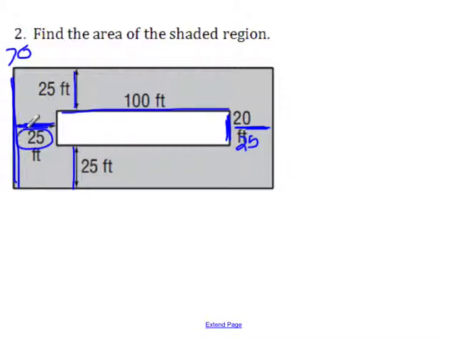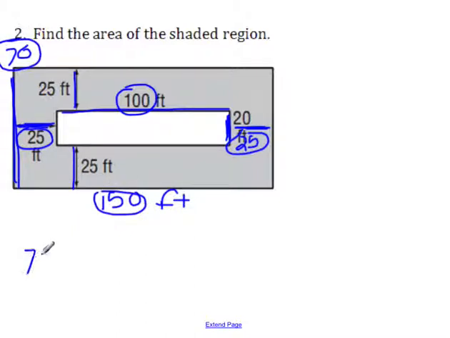So we add 25 plus 100 plus 25, and that's going to give us 150 feet going across this way. So now we want to get the area of the shaded region, which is the big rectangle minus the small rectangle. So the area of the big rectangle is going to be base times height. So we're going to take 70 times 150.